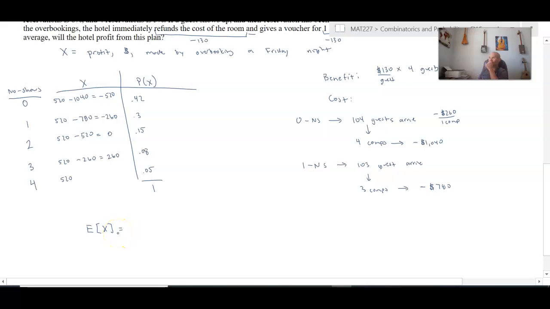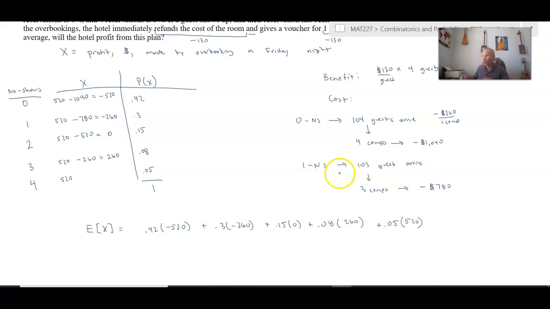So the average profit made on a Friday night, or a loss on a Friday, or we could call it a negative profit, will be 0.42 times negative 520 plus 0.3 times negative 260 plus 0.15 times 0 plus 0.08 times 260 plus 0.05 times 520. And when we do this, we get a loss of $249.60 per Friday night.